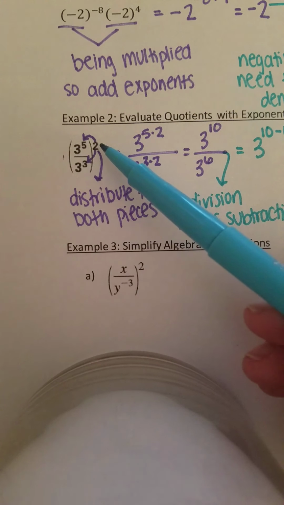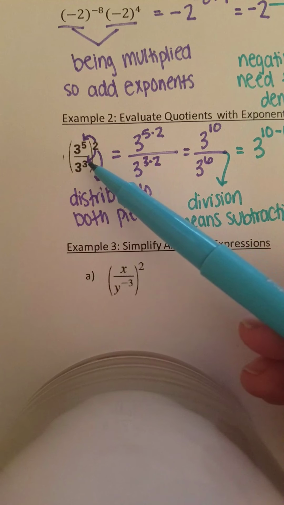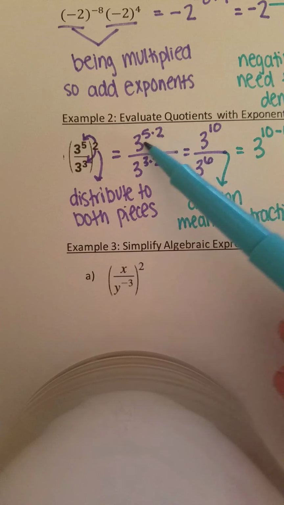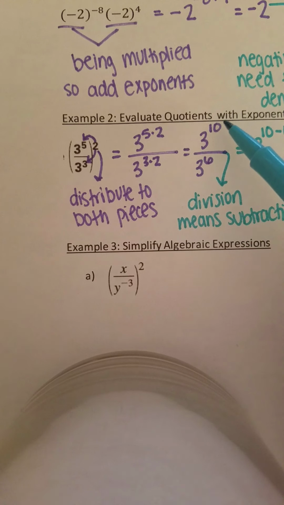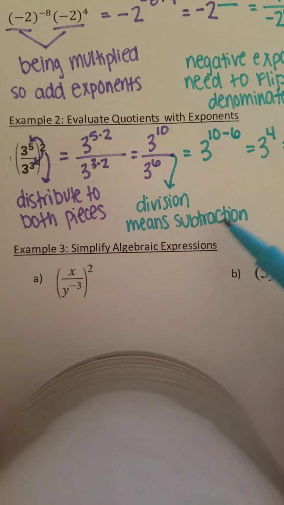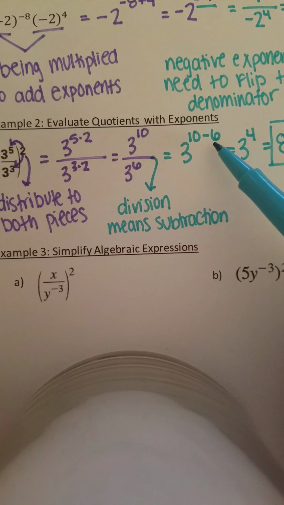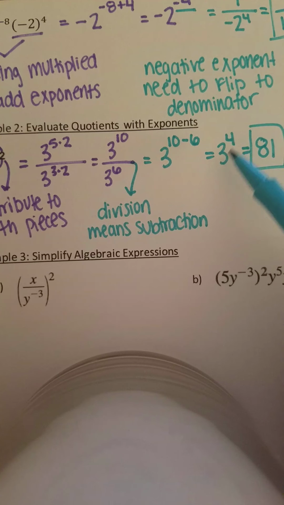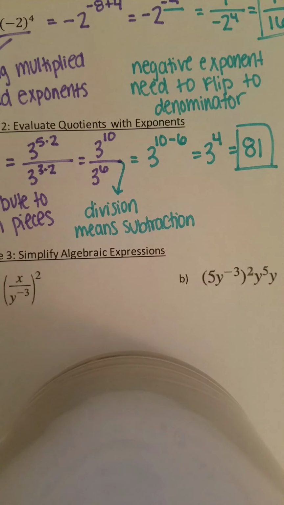All right, so we're going to recap. We had a 2 on the outside, so we distributed it to both the top and the bottom. We multiplied the exponents together, so that's how we got the 10 and the 6. They're being divided, so we have to subtract the exponents. So 10 minus 6 would be 4, and 3 to the 4th power is 81.